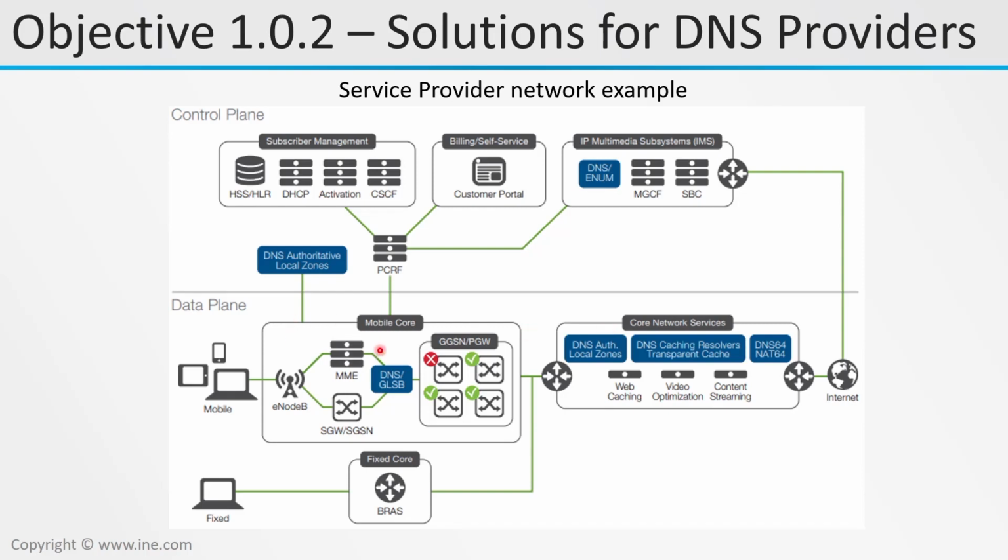So let's take a look at the mobile core, for example. We have the DNS platform listed in here with GSLB functions, and it's able to monitor the service nodes or the packet gateways to make sure you're sending subscribers to a packet gateway that is optimal. And then we'll swing to the core network services. We're able to provide DNS authorization, authoritative zones, and local zones, as well as caching and transparent caching. This helps with low latency.